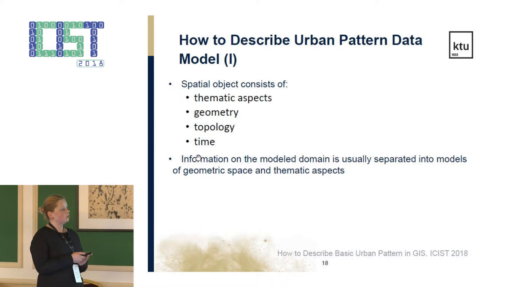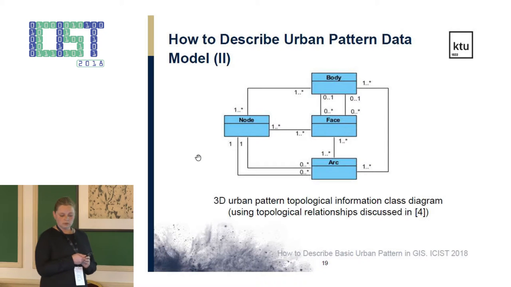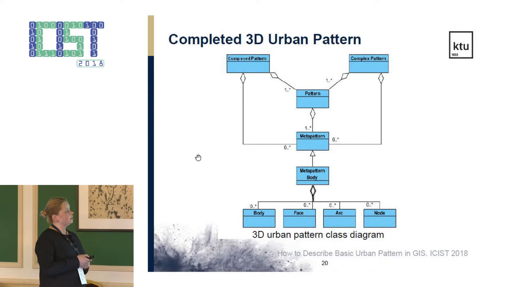Now the next idea was to look into the meta pattern, because a meta pattern has its own shape data model. This very, very simple spatial primitives data model contains geometric and topological information. And now we can see the completed 3D urban pattern, the same items we saw before, pattern and meta pattern, and now we could find how the meta pattern's body, or in other words its shape, could also be constructed from spatial primitives like body, face, arc, node, and so on.